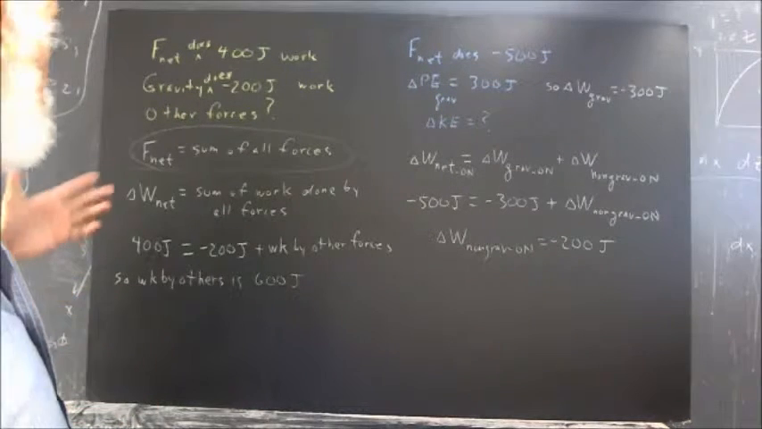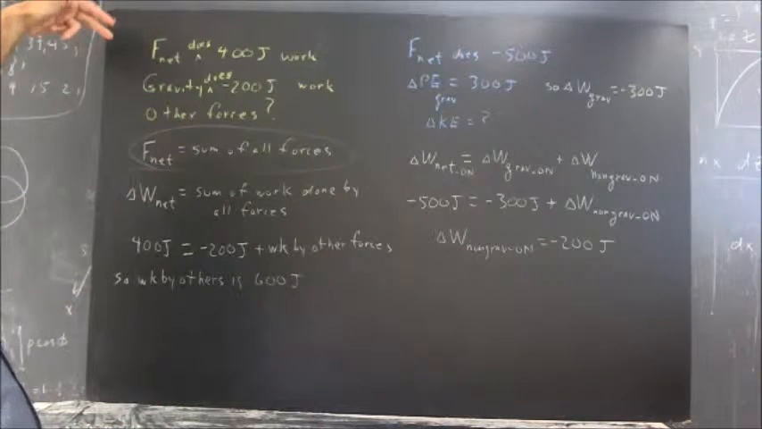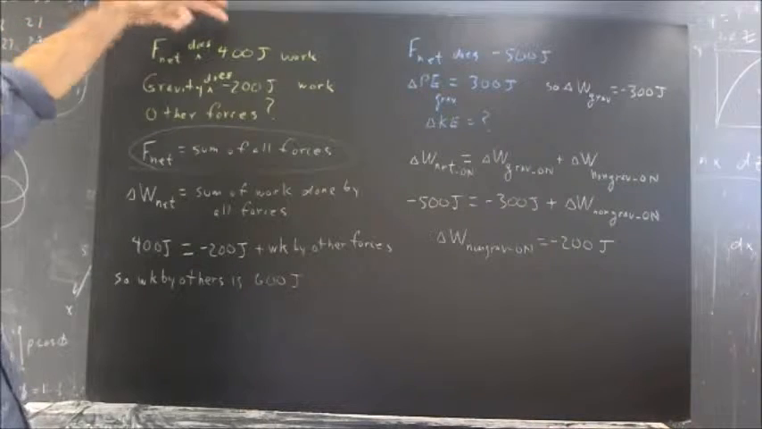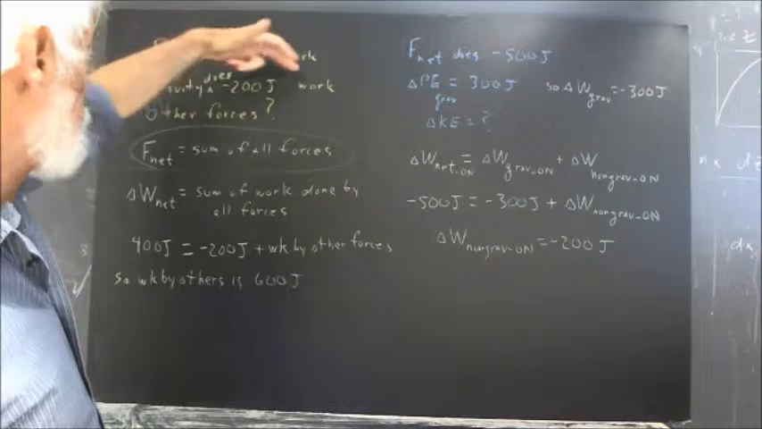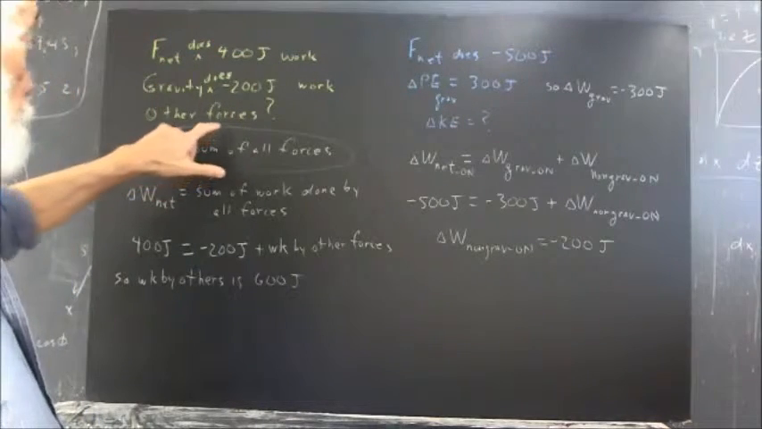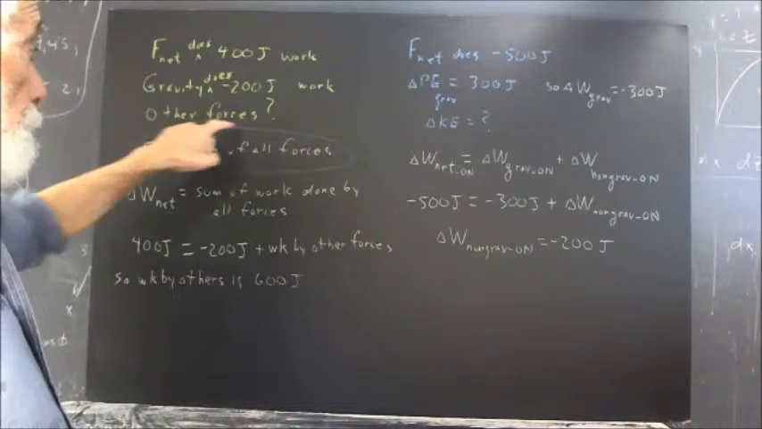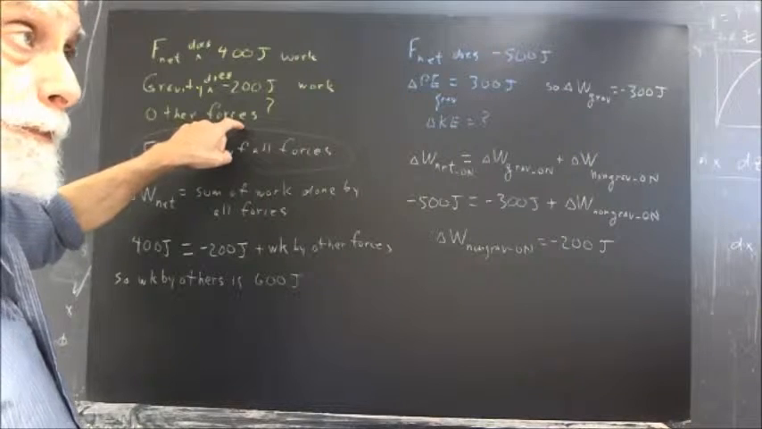Okay, the first problem, you get a situation where the net force is said to have done 400 joules of work, while gravity does negative 200 joules of work. The question is, how much work is done by the other forces?